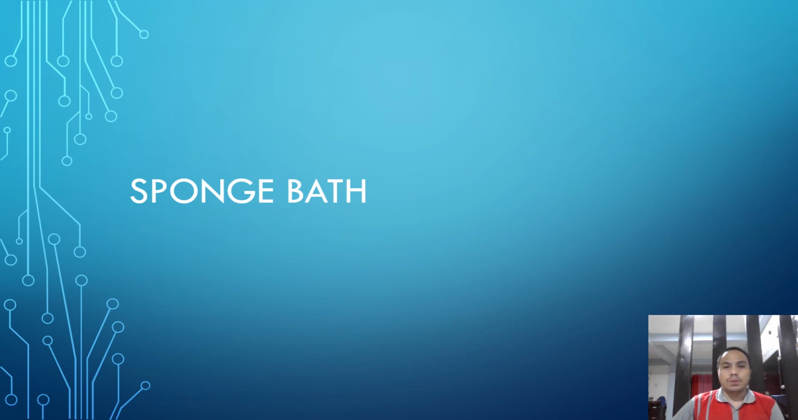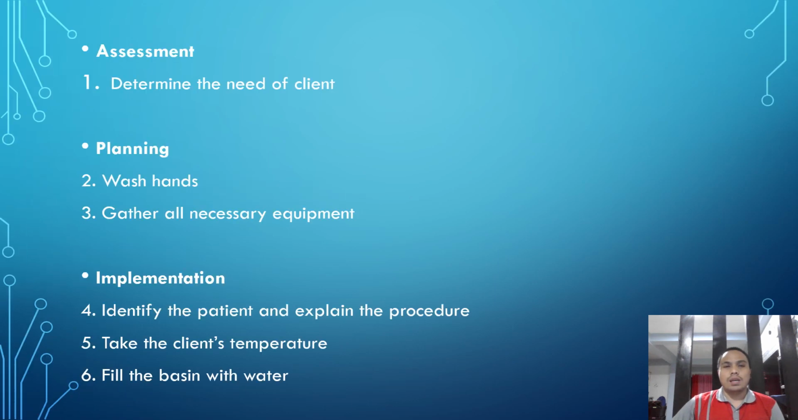So what are the purposes of our sponge bath? Number one, syempre, to reduce the elevated body temperature, and number two, to make the patients comfortable. What are the equipment needed? Number one, we have the basin, washcloths, towel, bath towel, and then we have the gown. So yan yung mga necessary equipments that we need in our sponge bath.